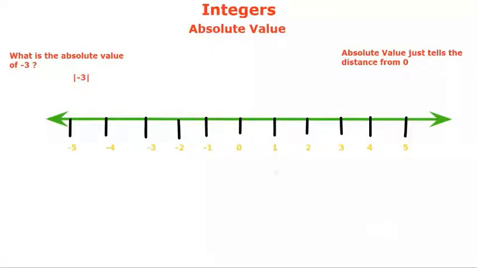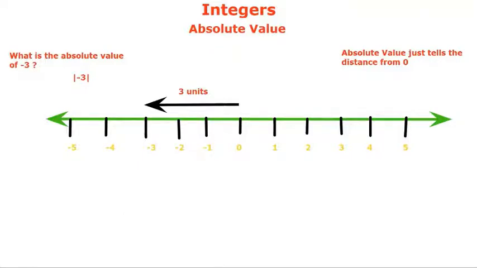We have a number line like this. It means that to find the absolute value of minus 3, we have to check its distance from 0. So it will be 1, 2, and 3. So that means the distance from 0 is 3 units.